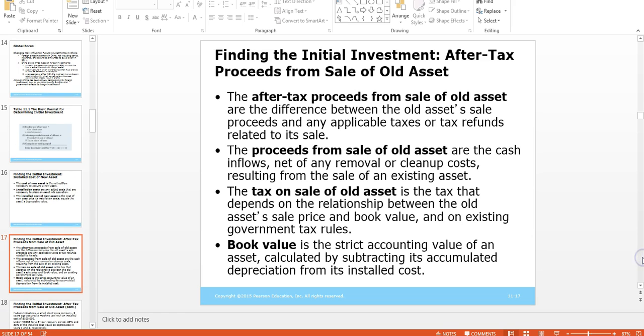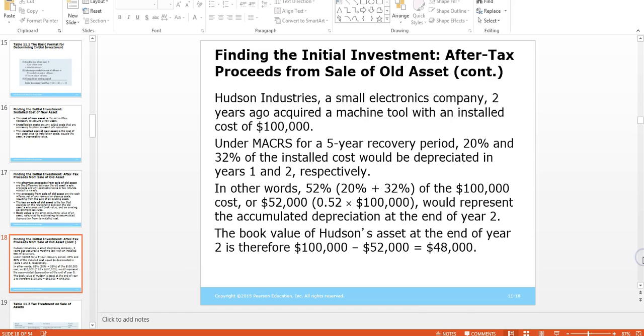All right, so let's start going through this example. Hudson Industries, a small electronic company, acquired a machine tool with an installed cost of $100,000, and they're going to depreciate it. If you don't know what depreciation is, go back to the earlier chapters in the textbook. Over 5 years, and they depreciate it by these amounts in year 1 and 2 respectively.